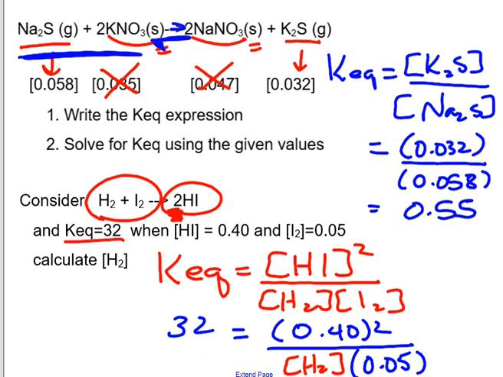Substituting. We've been told that Keq is 32, so in place of Keq, I put 32. HI's concentration is 0.4. Don't forget to square it. H2 is our unknown, and I2 is 0.05. Rearranging to solve for the concentration of hydrogen, we find that the concentration of hydrogen gas will work out to 0.1 moles per liter.